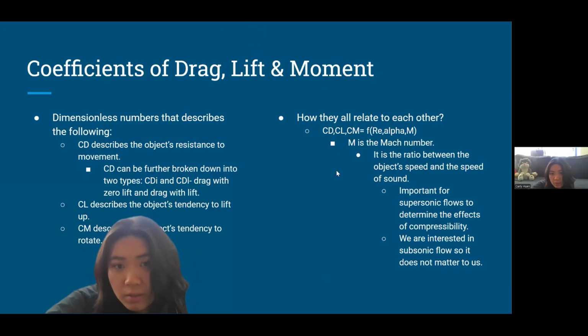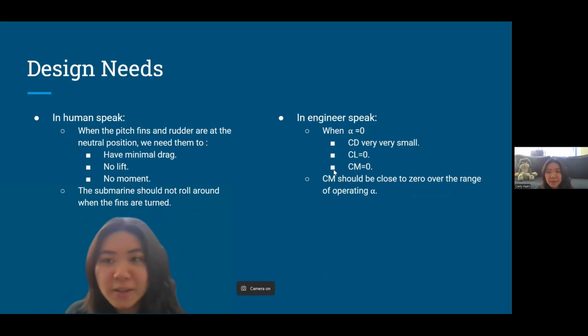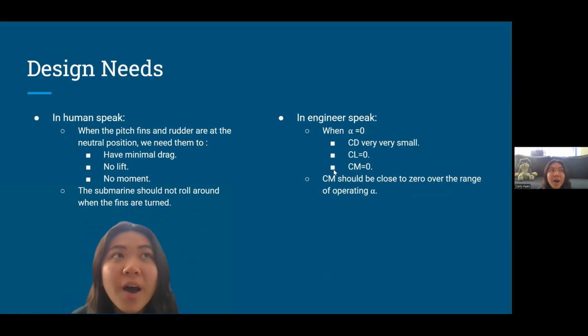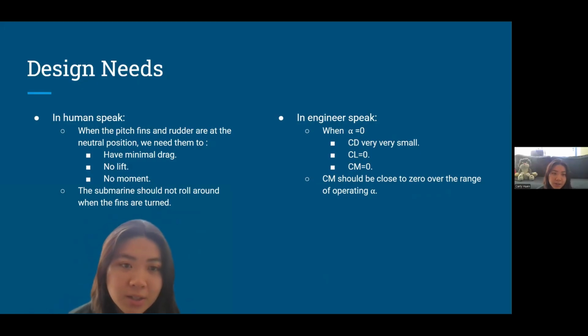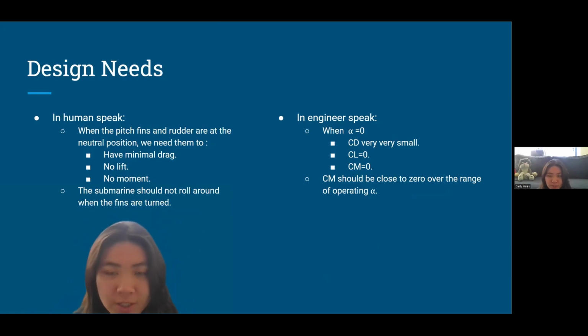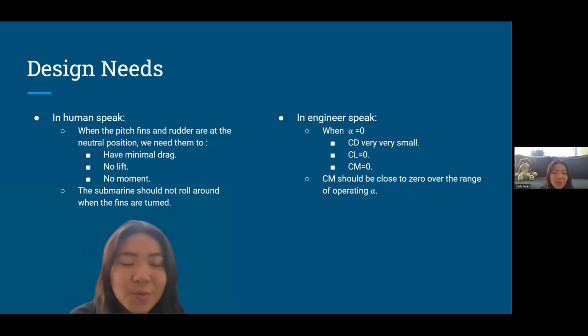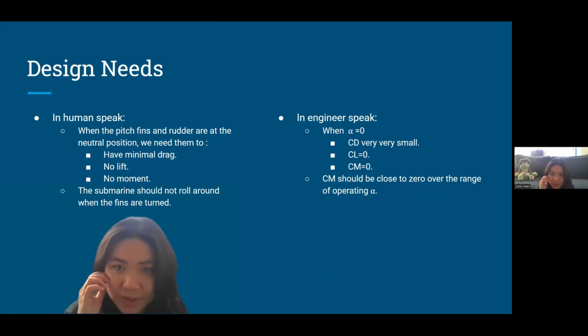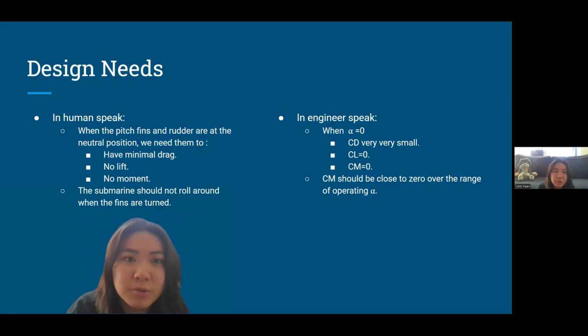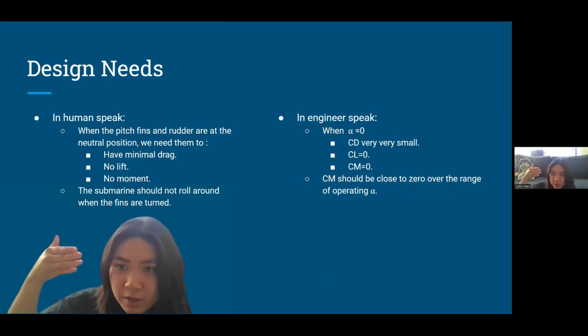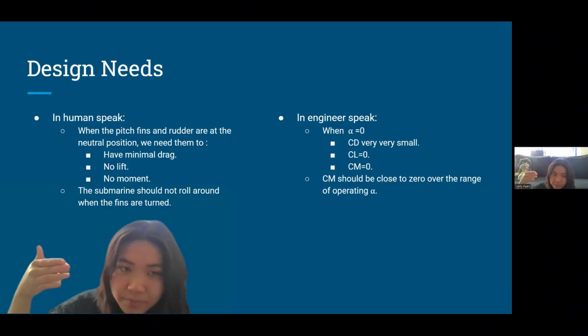Okay, next. Finally, we get to the good stuff. So why do we need to know all of this? When we design our pitch fins and rudder fins, we're only talking about them in the neutral position. So what does that mean? When you're not moving them at all, that's what that means. Neutral is when the fin is not moving and the submarine is subsequently moving in a straight line, right?